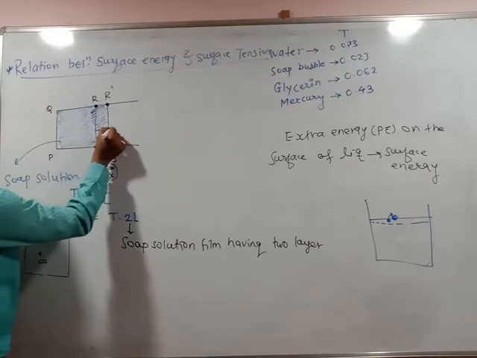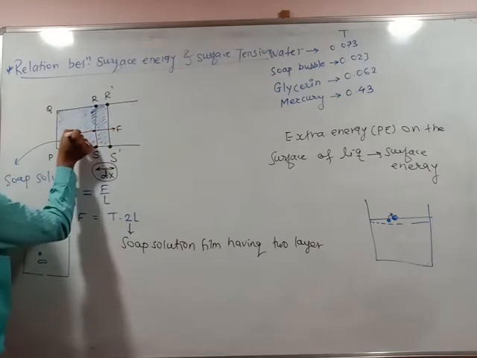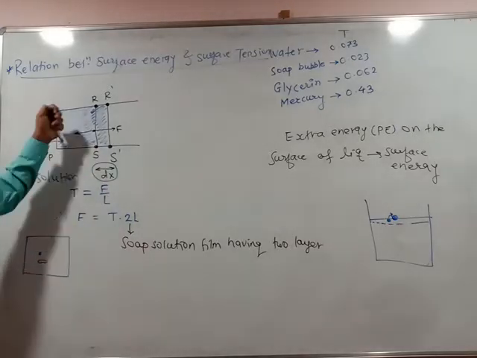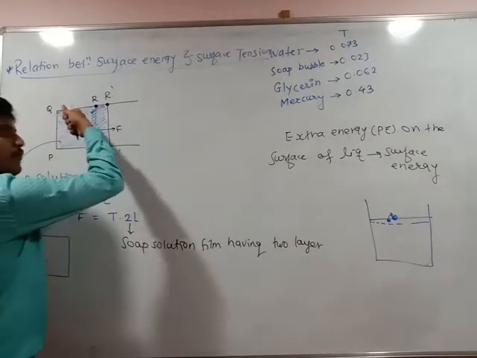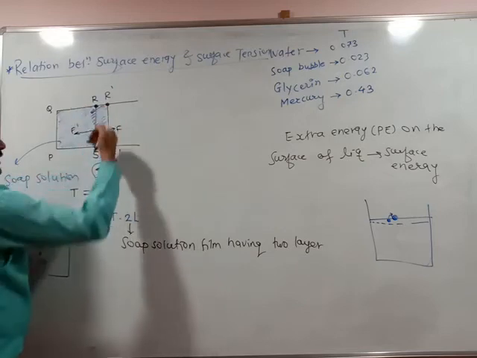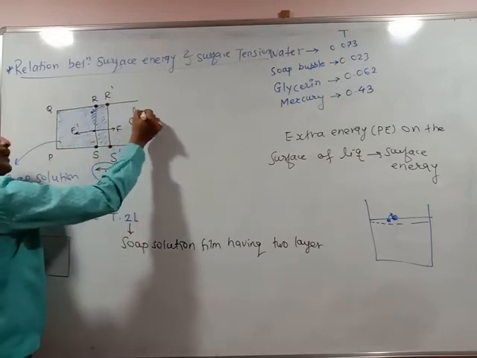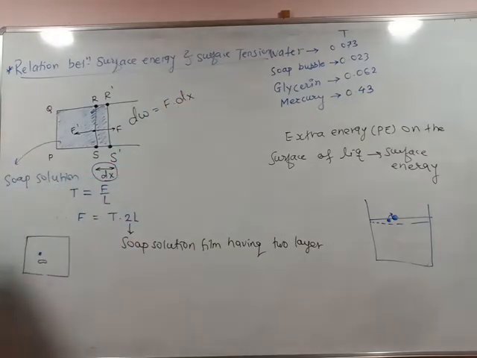Here is one force acting. At the same time, the force acting from the molecules on this movable arm, I can call F dash. You have to do work against this force F dash. Then only the arm RS will be displaced by some distance dx. So how much work is done here? It is dW equal to force into small displacement dx.